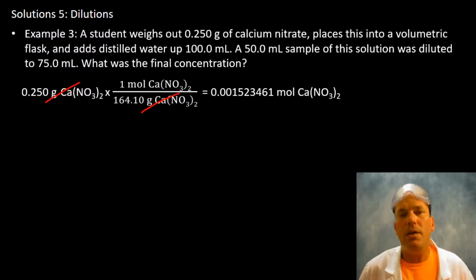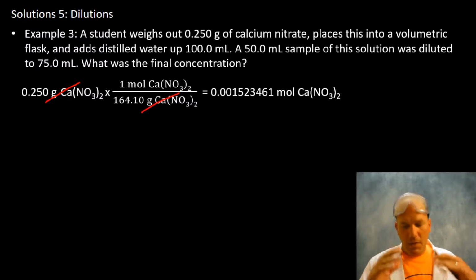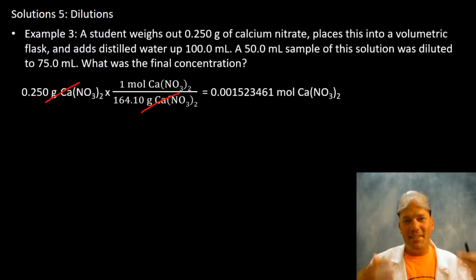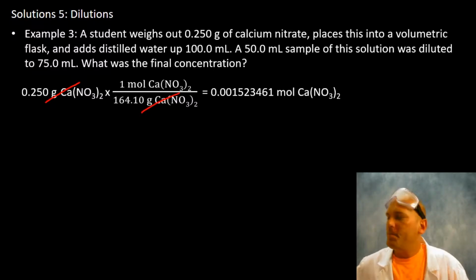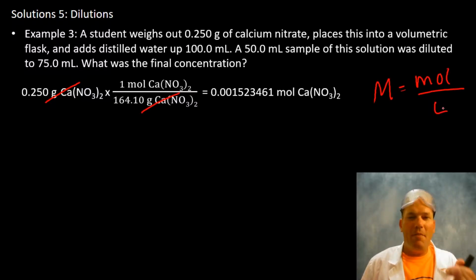You remember we talked about this with the unknown metal molar mass stoichiometry problems as well. Okay, so I'm carrying all these digits out because I can. This is not my final answer yet, okay? Because I need to use this to find molarity. What is molarity? Moles per liter. We have moles.